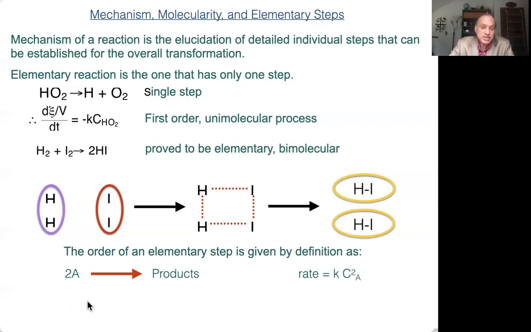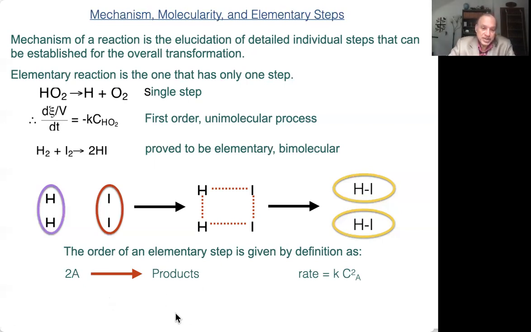So once you have written a mechanism by writing these individual steps, and sometimes you don't know what they are, right? You just write all possible ways you can write a mechanism, all possible single steps, and then you can rule out some and confirm the others by your calculation, see if the calculation works out with the experiment or not.